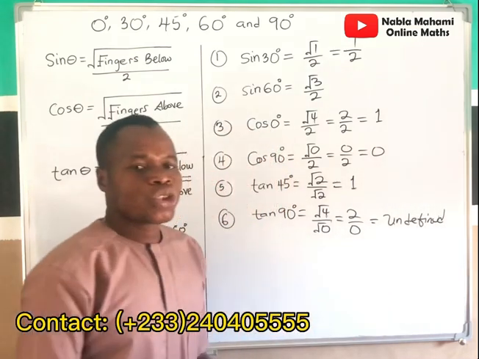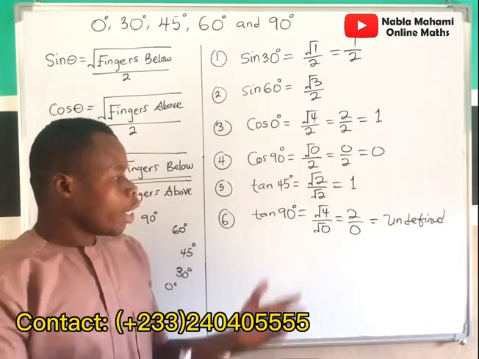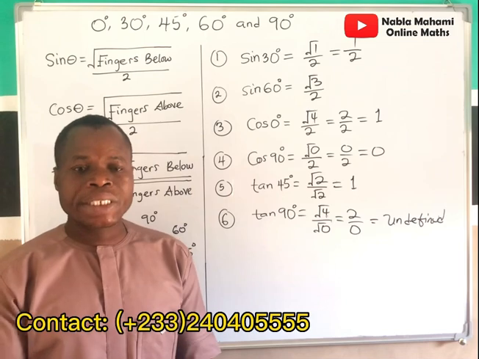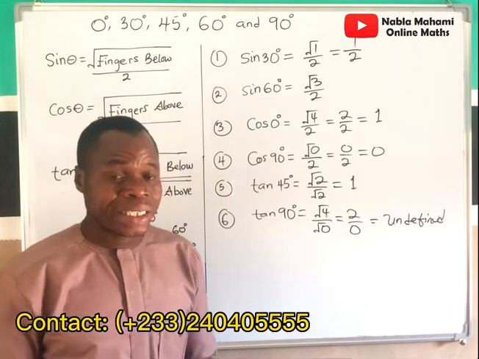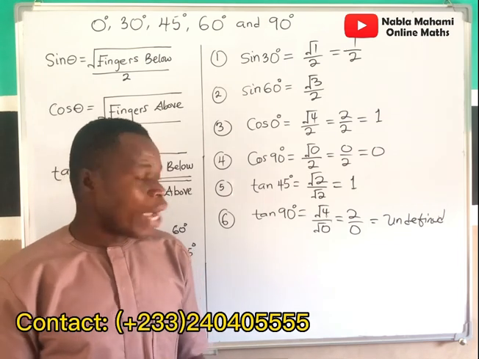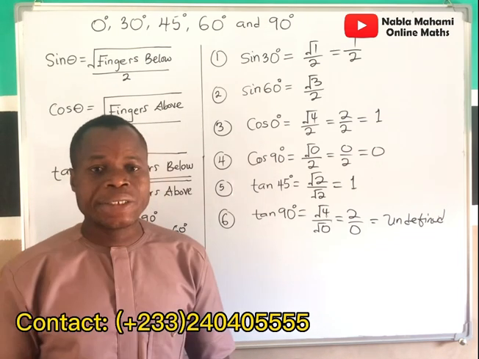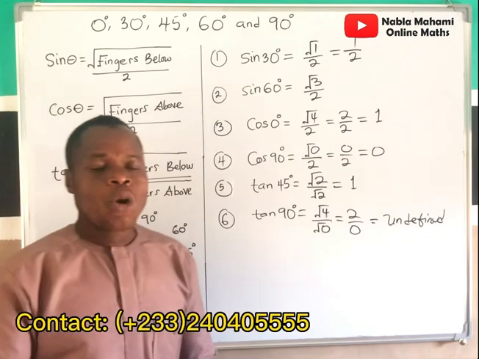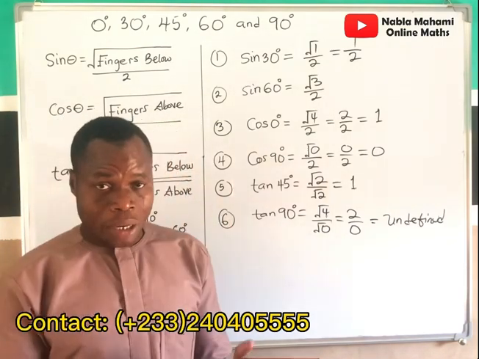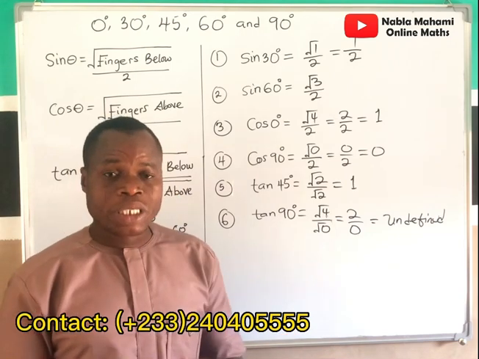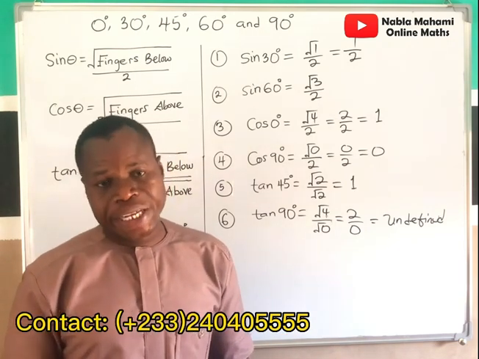That's why at times some calculators, when you press this, will give you a math error or syntax error. So that means that if you use a calculator and press tan 90 degrees, you will not get an answer. It will give you an error, or we call it undefined. So this is how we solve trigonometry angles without using a calculator, when you want to use your fingers.